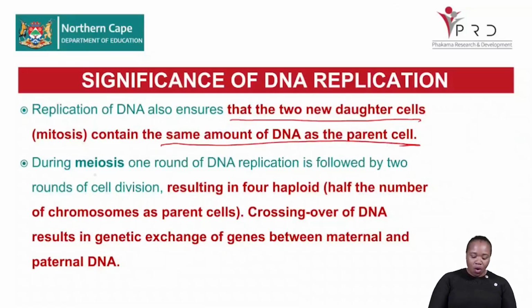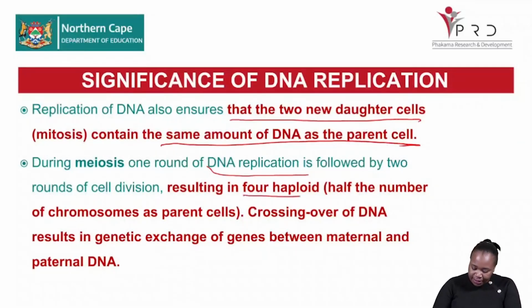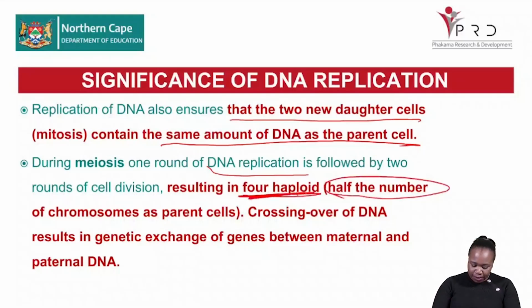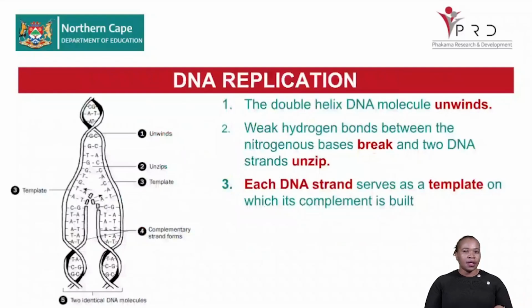Now, during meiosis, one round of DNA replication is followed by 2 rounds of cell division. Here we have meiosis 1 and meiosis 2. It results in 4 cells that are haploid. This means that they have half the number of chromosomes as the parent cell, unlike in mitosis. So now, this will make sure that those cells are shared equally as well. And we have crossing over of the DNA that would exchange the genetic material, which is why we have cells that are not the same during meiosis as compared to mitosis.